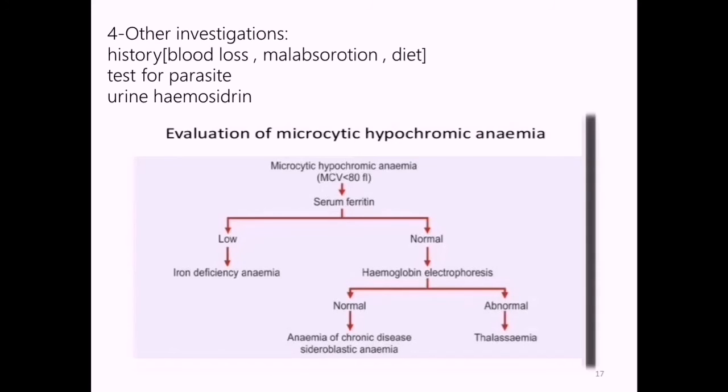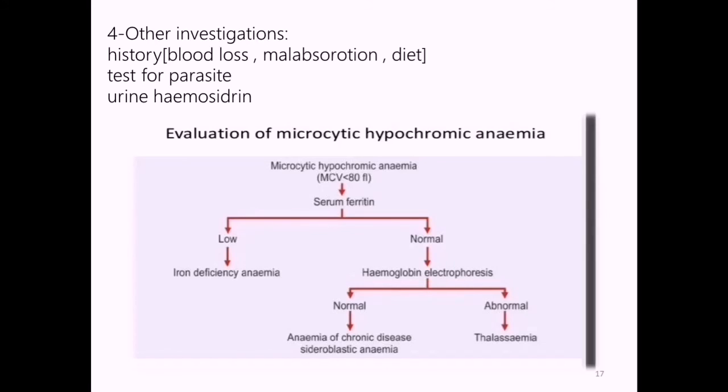We can do other investigations like history of blood loss, malabsorption, malnutrition, or other underlying disease. We can do tests for parasites. Some parasites like hookworms lead to loss of blood from the mucosa of the intestine and lead to iron deficiency anemia. And also we can do the urine hemosiderin.